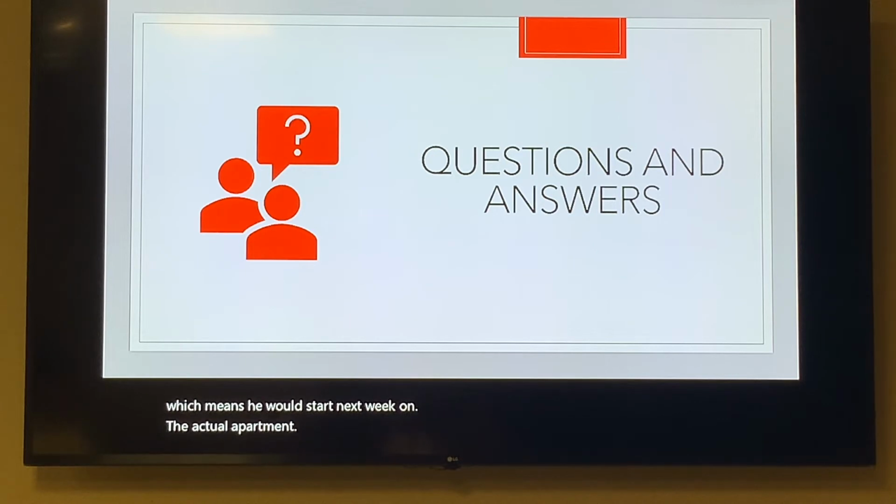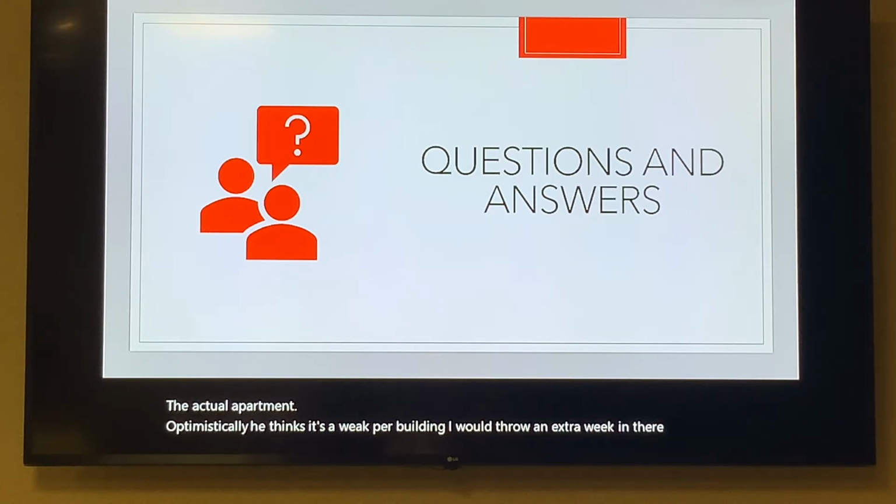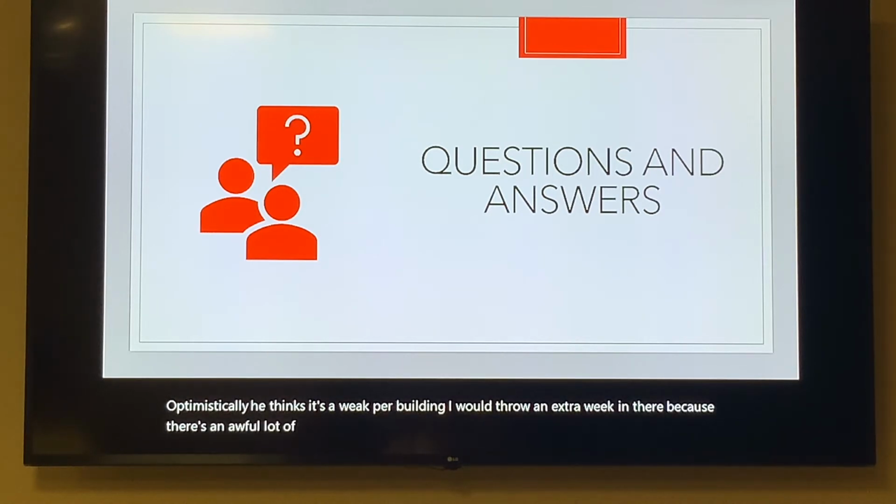Optimistically, he thinks it's a week per building. I would throw an extra week in there because there's an awful lot of doors. So I'm thinking it's still an additional 3 weeks.